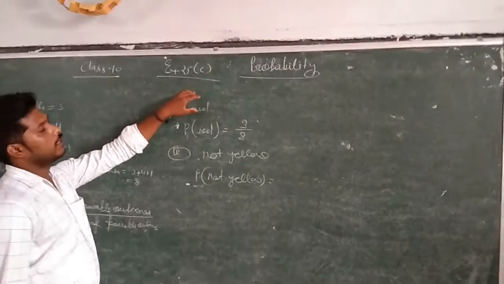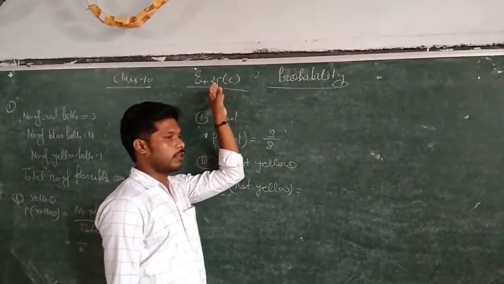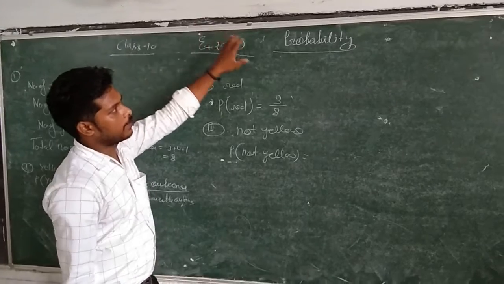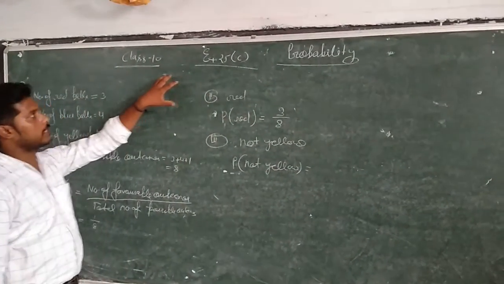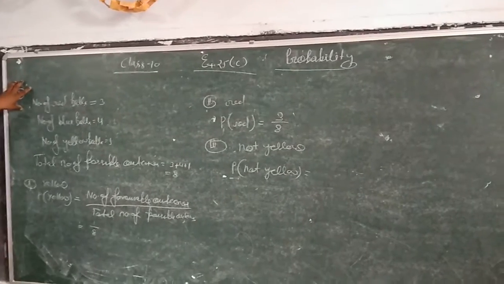Hello students, this is the last excerpt 25, chapter 25 of class 10 mathematics, probability. So today we will discuss this exercise. Let's start. This is the first question.